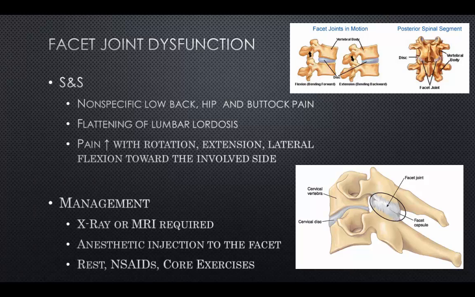Signs and symptoms of facet joint dysfunction include nonspecific low back, hip, or buttock pain, flattening of the lumbar lordosis curve, increased pain with rotation, extension, and lateral flexion towards the involved side, and management strategies should include X-ray or MRI to determine injury, anesthetic injection to the facet joint, rest, NSAIDs, and core strengthening exercises.